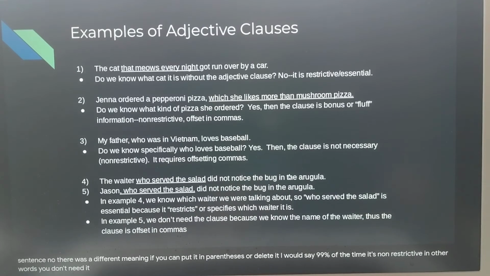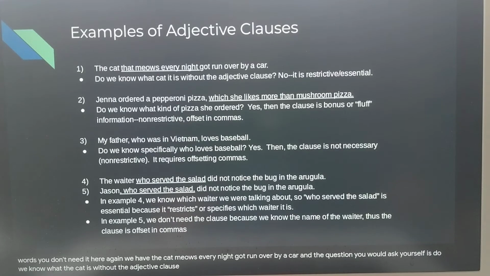So let's look at the examples here. Again, we have: the cat that meows every night got run over by a car. The question you would ask yourself is, do we know what the cat is without the adjective clause? And you would say no. If that's the case, it's restrictive/essential. Because it's restrictive/essential, we do not need commas.